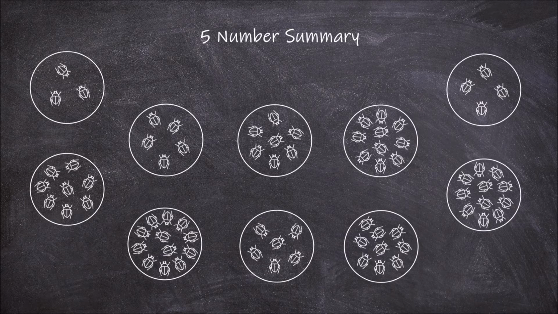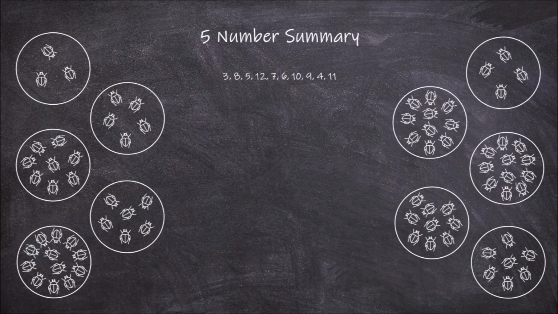in different samples. Let's say we have 10 different beetle samples, and each sample has a different number of beetles. The number of beetles in each of these samples are as follows: 3, 8, 5, 12, 7, 6, 10, 9, 4, and 11. The 5-number summary consists of 5 different numbers.